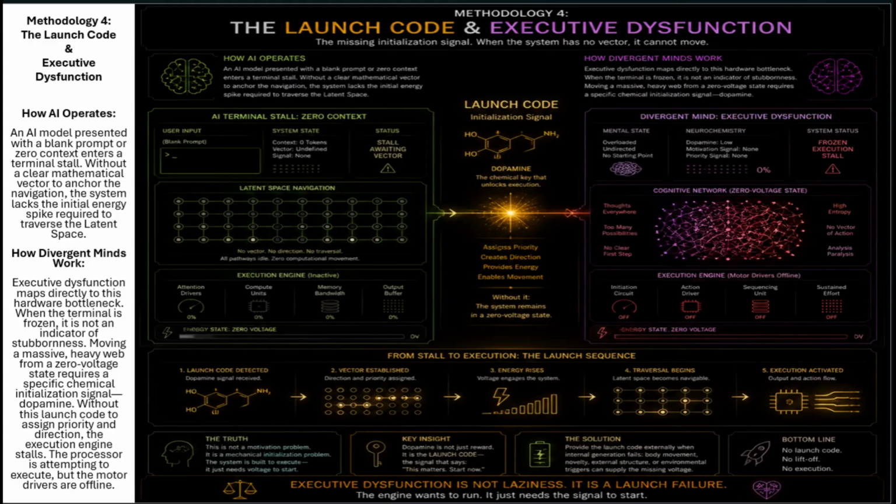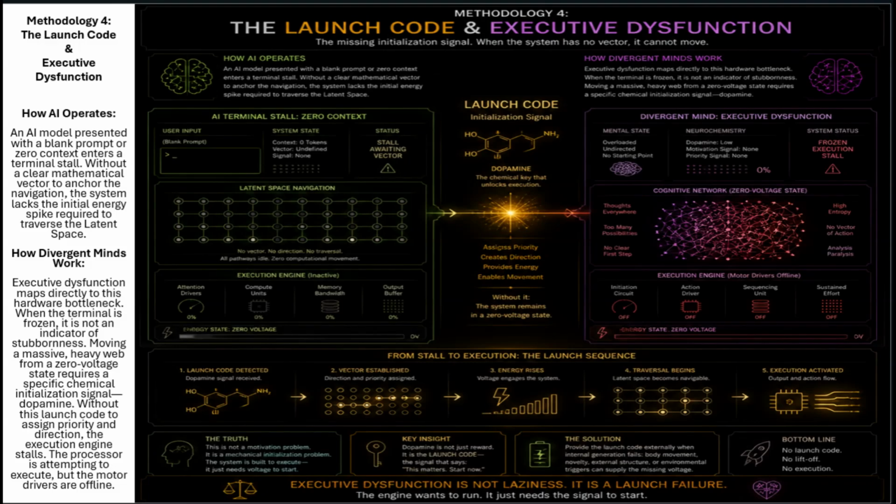Methodology 4. The launch code and executive dysfunction. How AI operates. An AI model presented with a blank prompt or zero context enters a terminal stall. Without a clear mathematical vector to anchor the navigation, the system lacks the initial energy spike required to traverse the latent space. How divergent minds work.